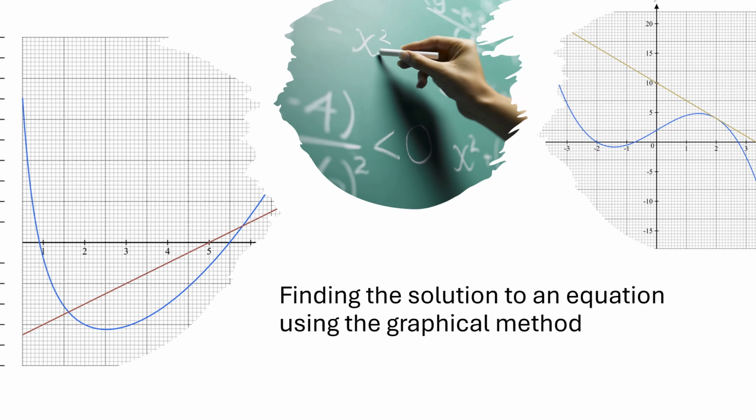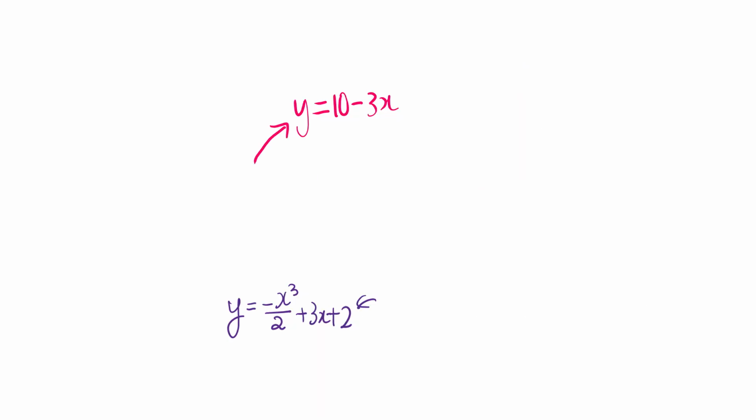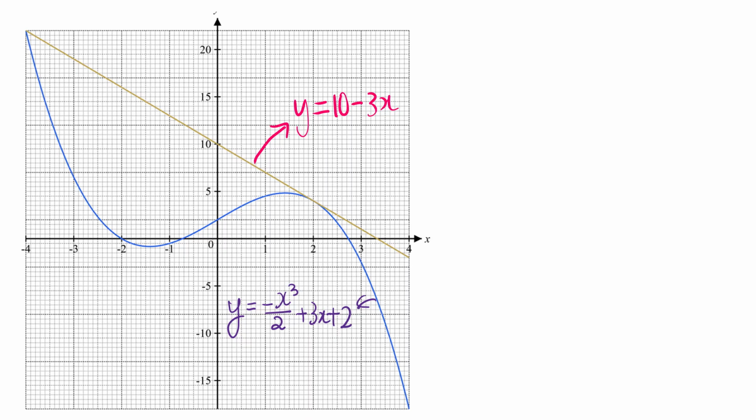Hi students! In this video, we're going to learn how to find the solutions to an equation using the graphical method. Supposing I have a curve represented by y equals negative x cubed over 2 plus 3x plus 2 and a straight line y equals 10 minus 3x. We can see that the straight line intersects the curve at two intersection points, one here and the other one here.